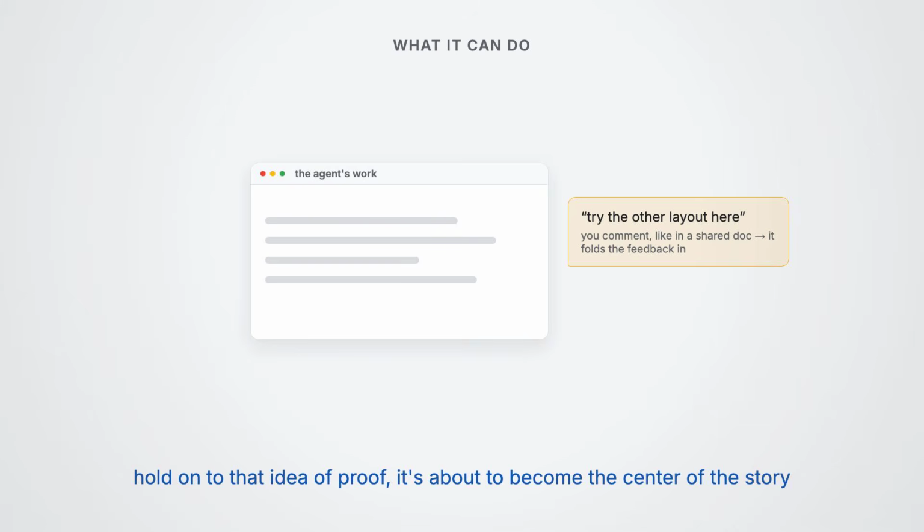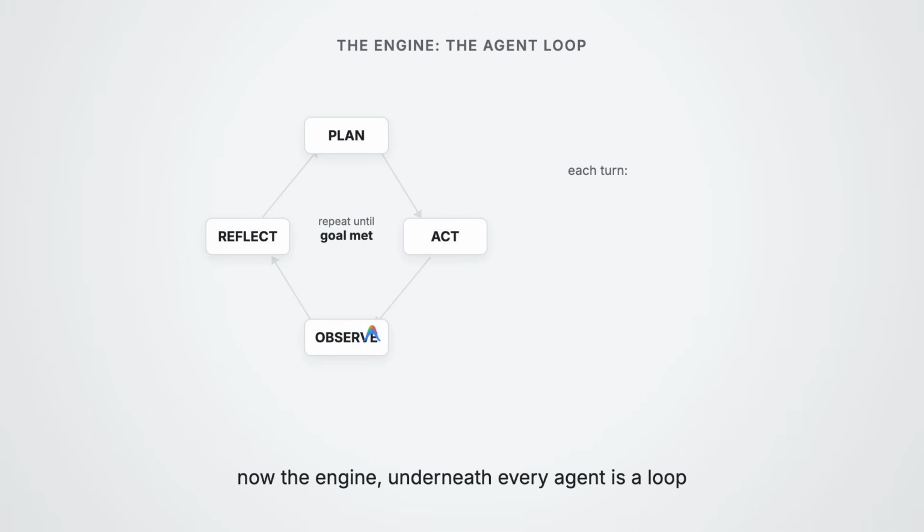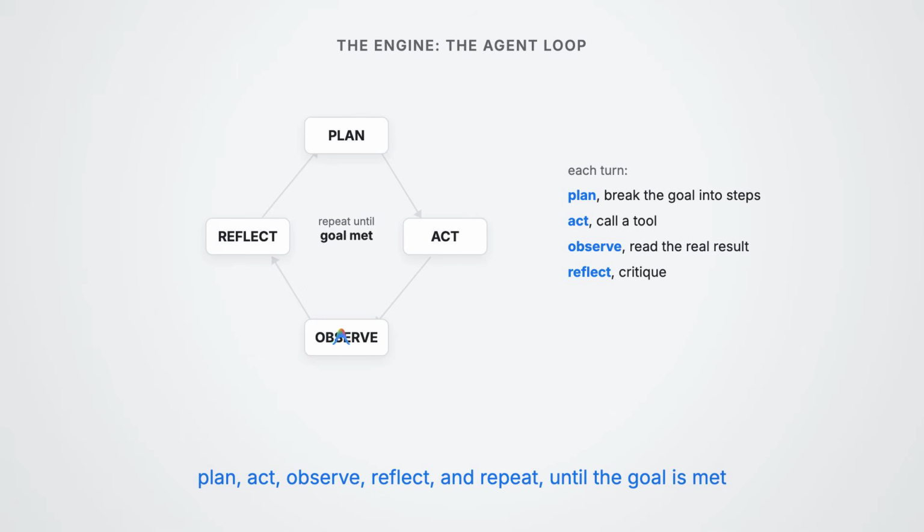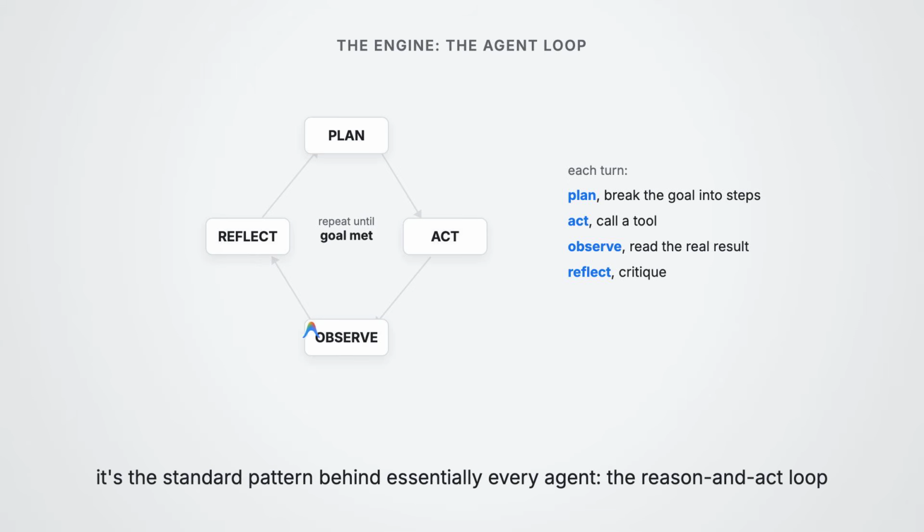Hold on to that idea of proof. It is about to become the center of the story. Now the engine. Underneath every agent is a loop. It goes plan, act, observe, reflect, and repeat until the goal is met. This is the standard pattern behind essentially every agentic system, often called the reason and act loop.